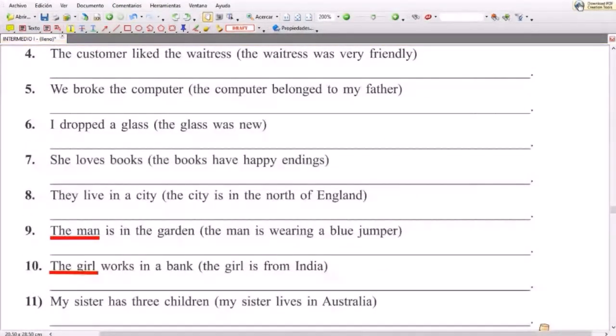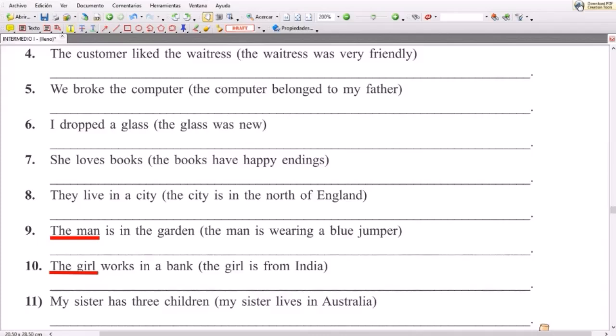She loves books that have happy endings. They live in a city that is in the north of England. The man who is wearing a blue jumper is in the garden. Yes, good, very nice.